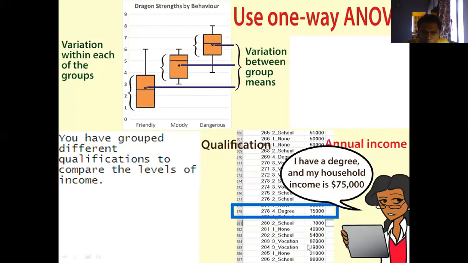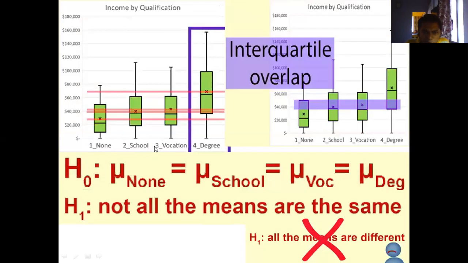There is one dependent variable, that is annual income, and there is another independent variable, which is educational qualification. This independent variable can be classified into four categories. One is no educational qualification, another is school educational qualification, vocational training qualification, and degree qualification.